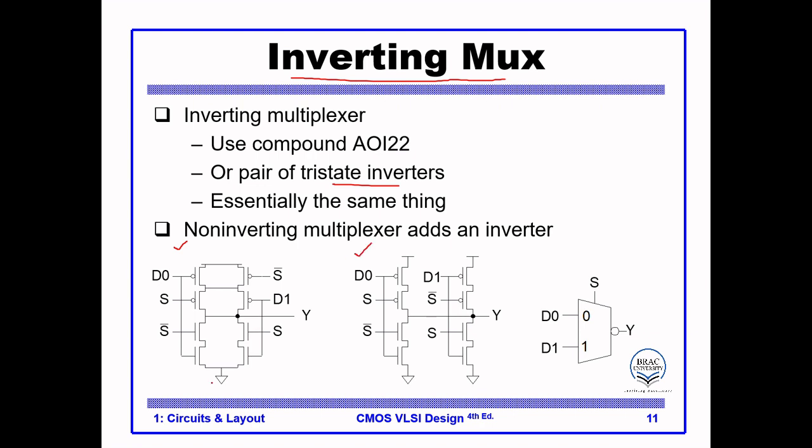We can see two different implementations of an inverting mux. We will focus on the middle one. So basically this is just two inverting tri-state buffers. This is how we connect them. We have two PMOS transistors connected in series and two NMOS transistors connected in series.